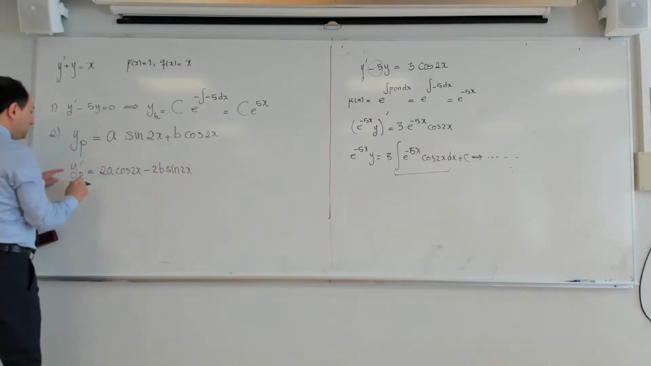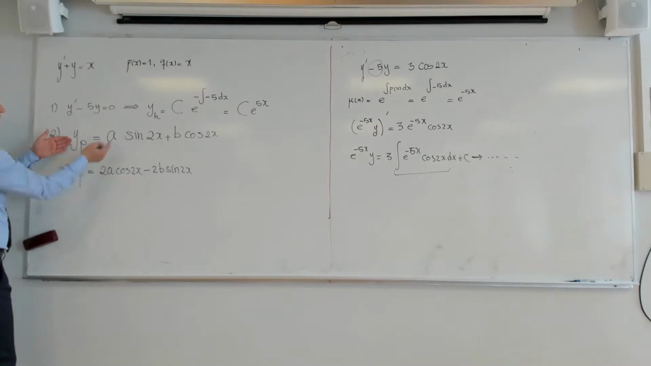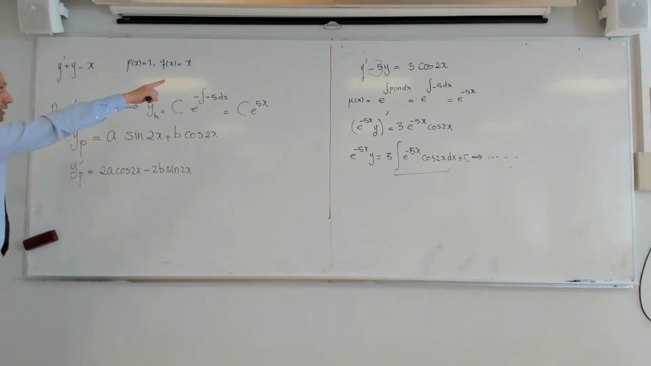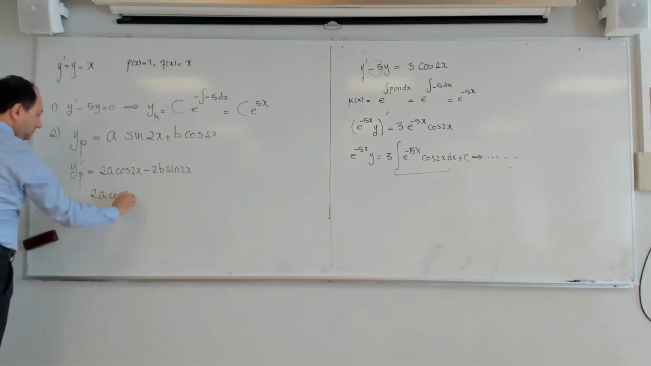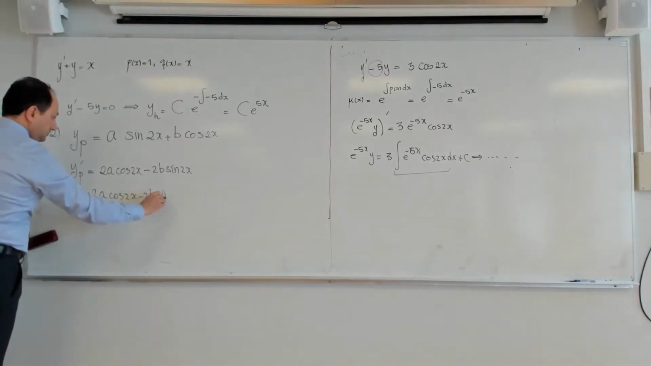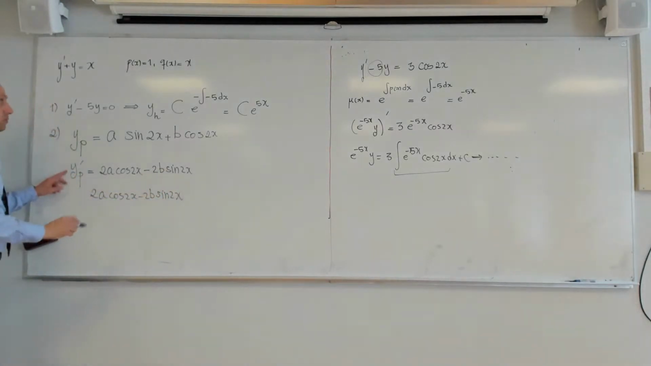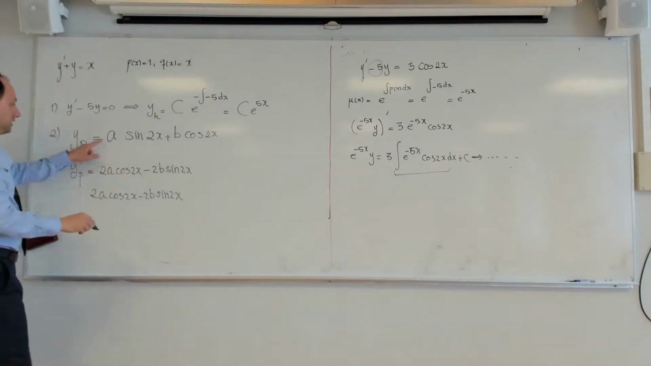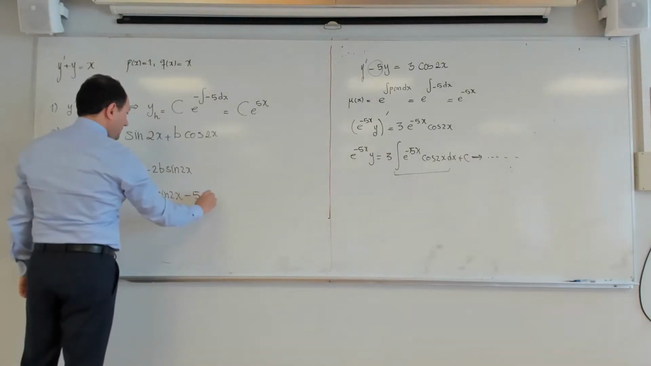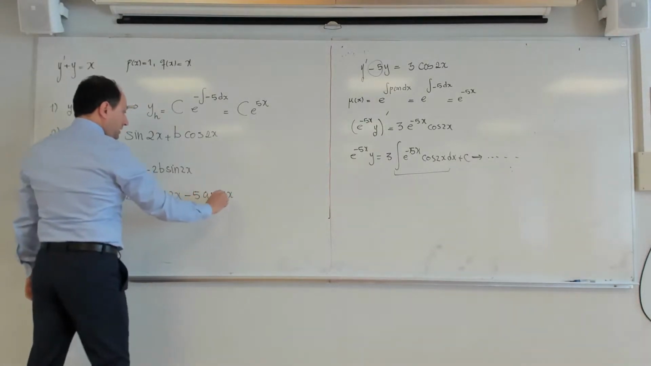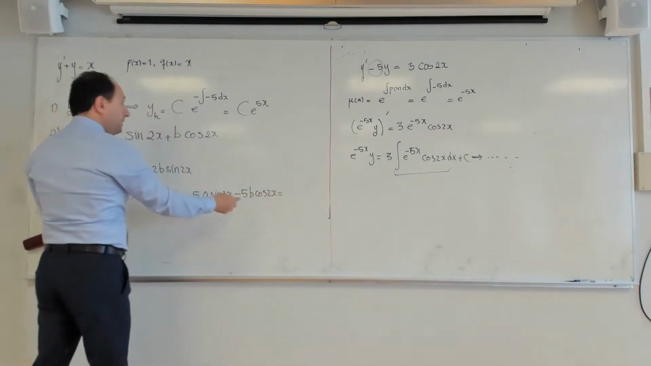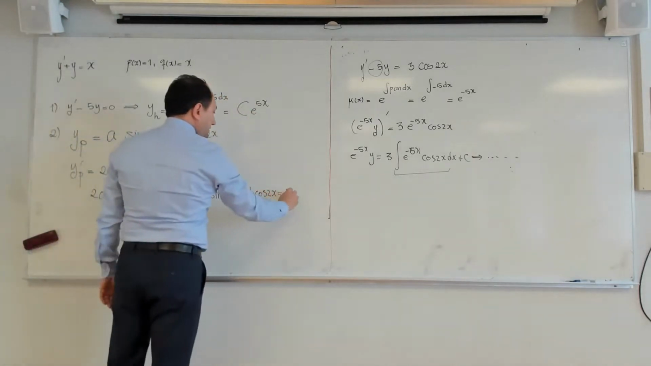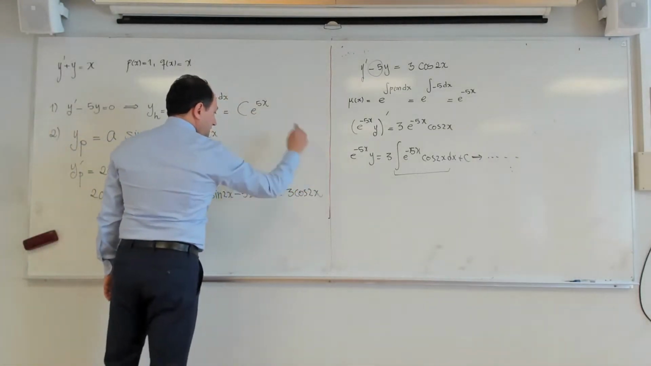So this I calculate, 2 goes out, this becomes cosine 2x, and then this 2 goes out with a negative sign. That's it. And then what I do, I put these two into the original equation. Y prime is this expression, and minus 5 times y. So it becomes minus 5a sine 2x minus 5b cosine 2x is equal to 3 cosine 2x. That's it.